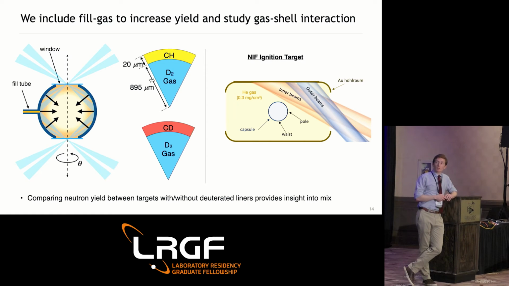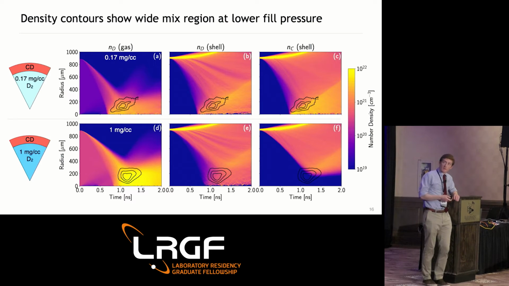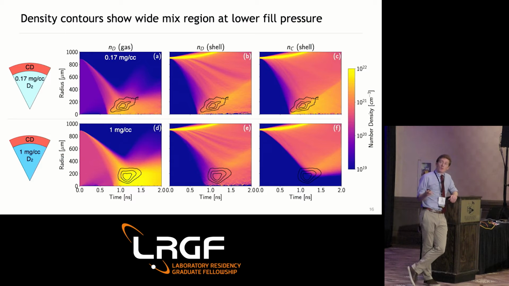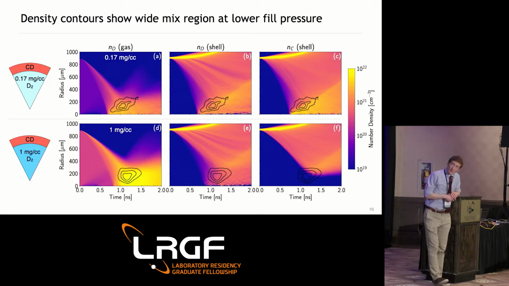So we ran a bunch of these simulations. And these are some results just showing the overall evolution of the system. So what we're showing here are density contours for different species for 2 different experiments. The top row here is going to be a low density, 0.17 milligrams per cc gas fill. And the bottom row is going to be a high density CD fill, so one that's more collisional. Each plot is going to be a density contour in time. So time along the x-axis, y is the radius.